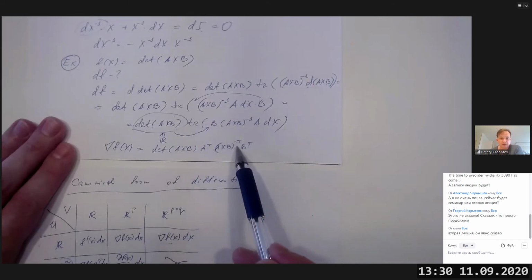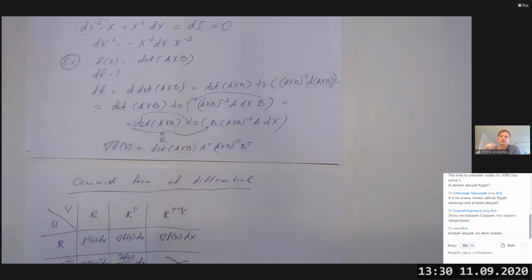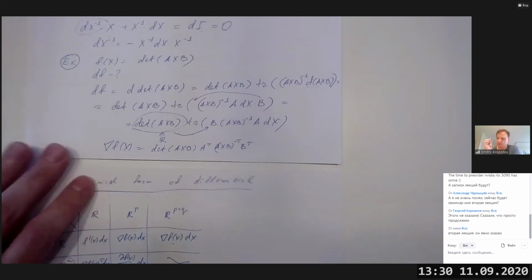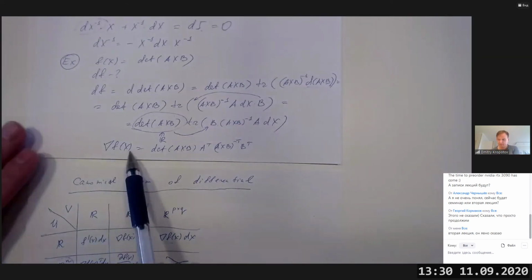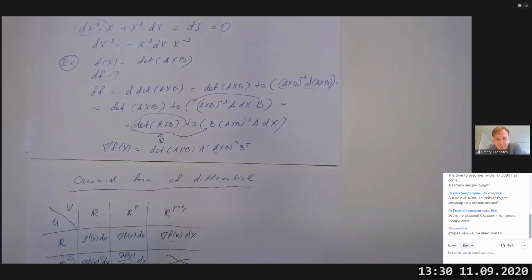So in this way, minus transpose means it is always the same. Take first the inverse and then transpose, or first take transpose and then inverse. So we may write this in one term, minus T. So that is the gradient of f in terms of matrices.